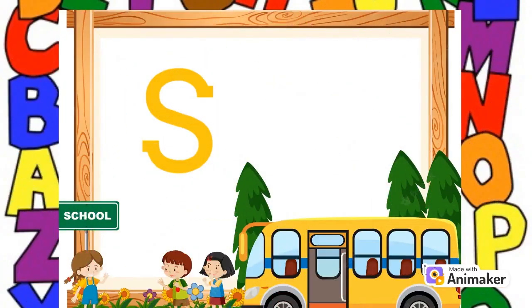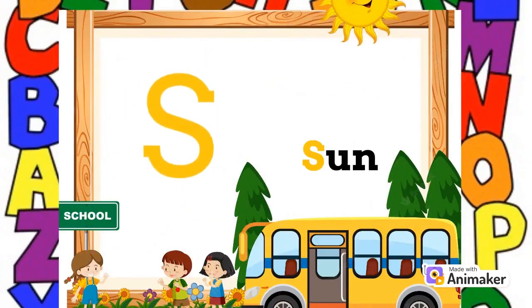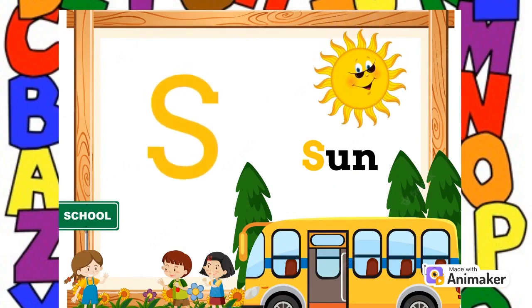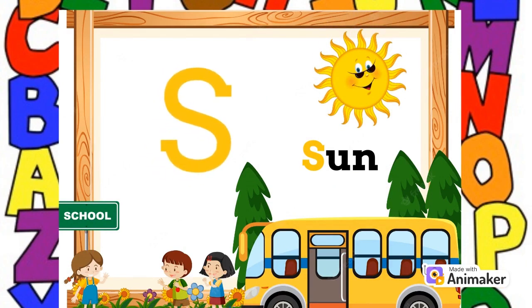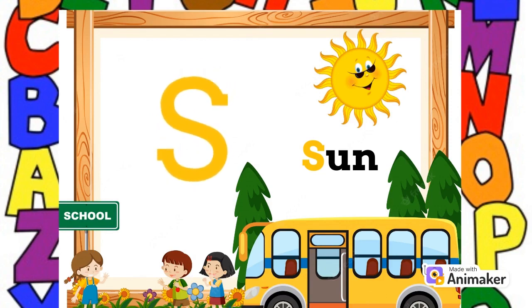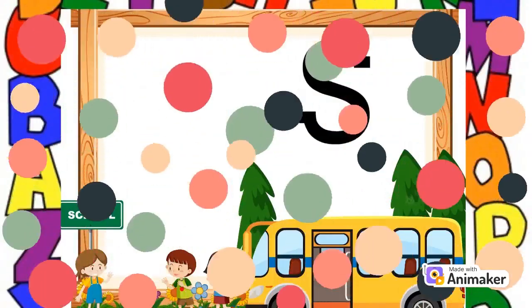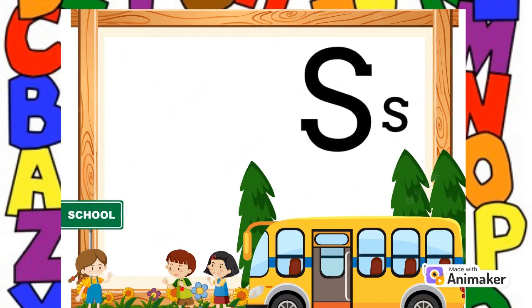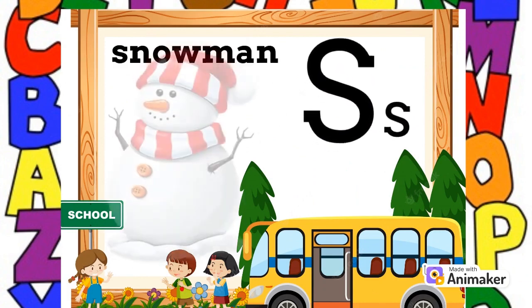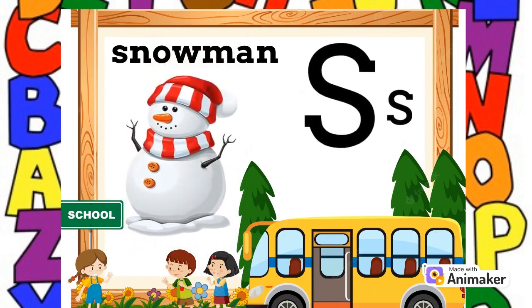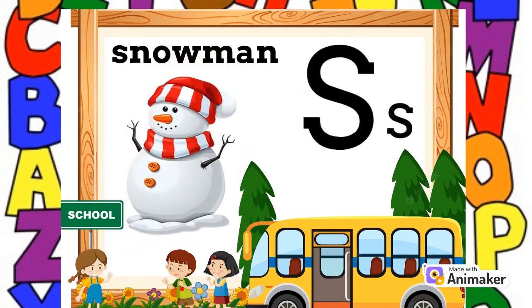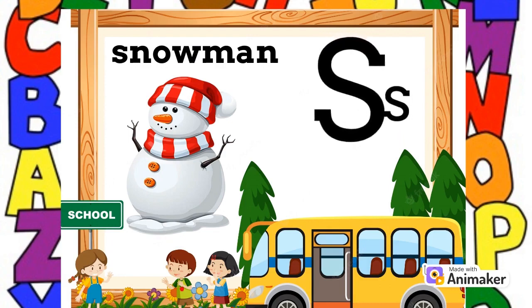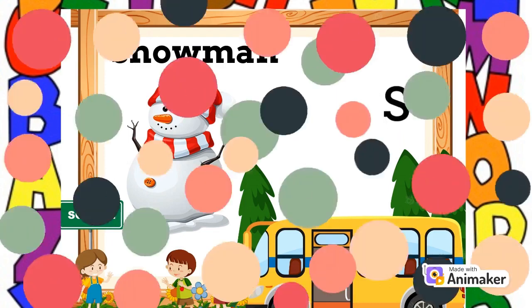S capital S. S for sun. S U N sun. S for sun. S capital S small s. S for snowman. S N O W M A N snowman. S for snowman.